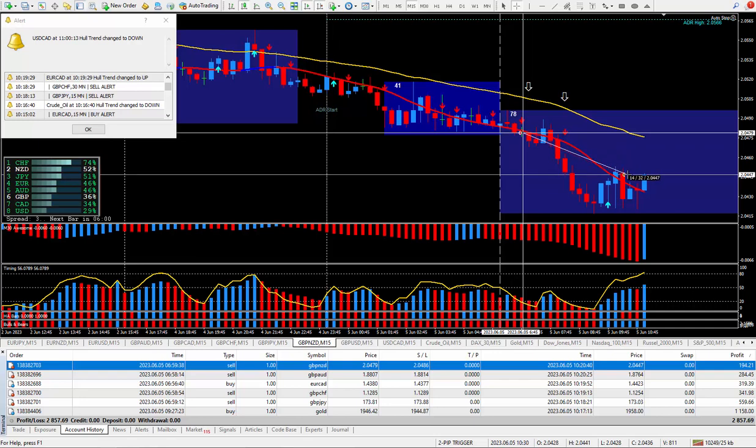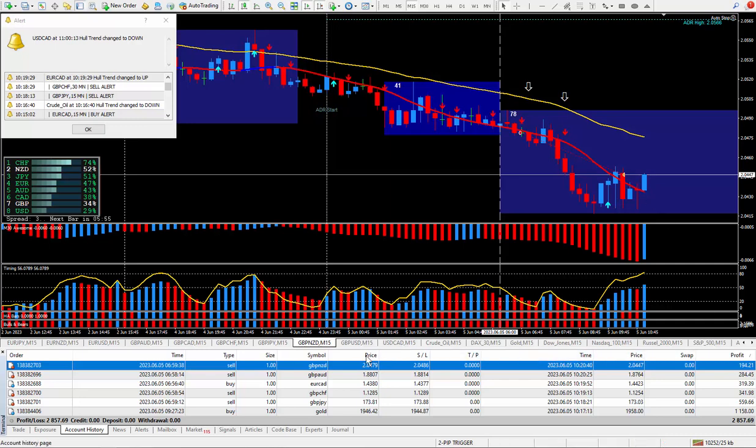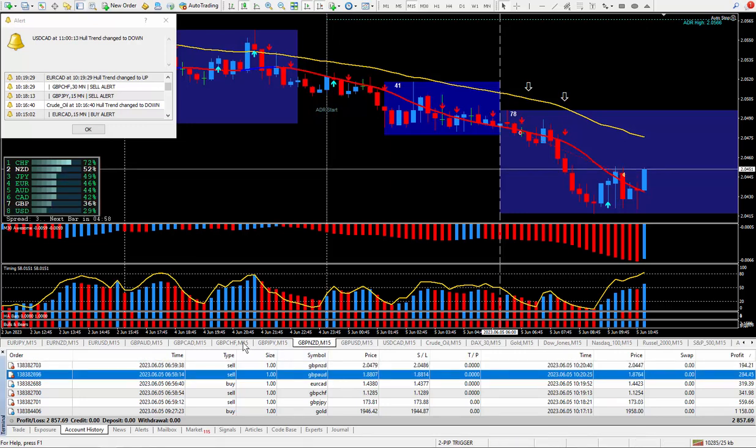So here we go. Looks like I locked in about 32 pips, and those 32 pips paid out $194. Moving on to the next trade, Pound Aussie.